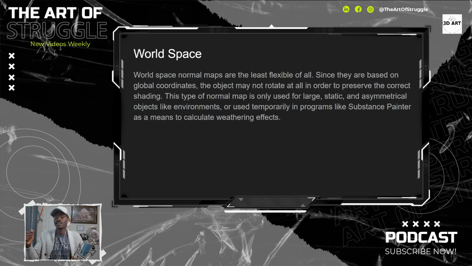All right, yeah, I was going to get to that. Or used temporarily in programs like Substance Painter as a means to calculate weathering effects. All right, so that's another use for it, is you can use it to do an overall kind of map. And then if you're going to add like rain or grease or dust or something like that, right? Those kind of things don't need to be symmetrical, and you can use world space normals for that.